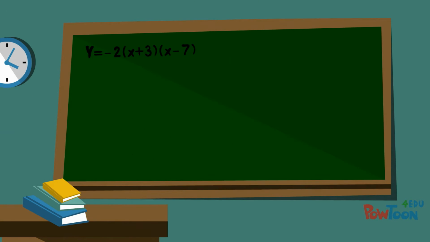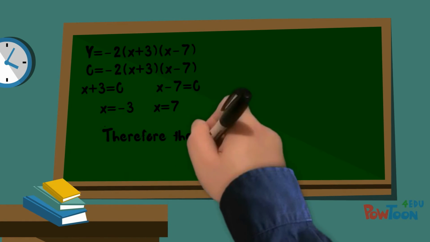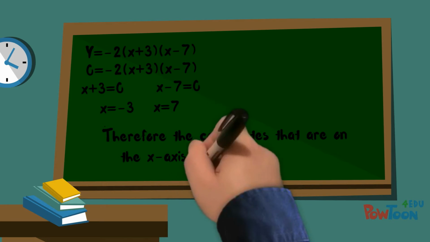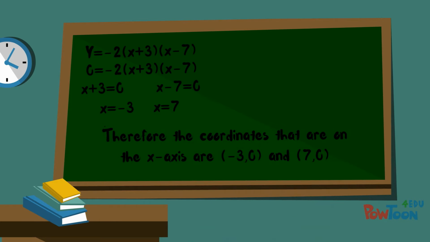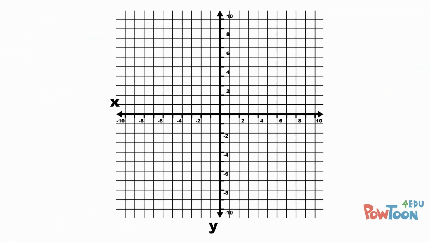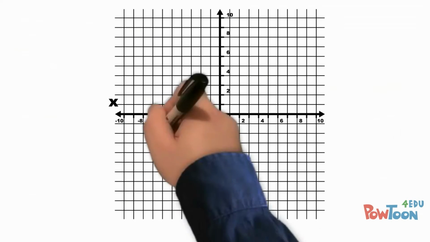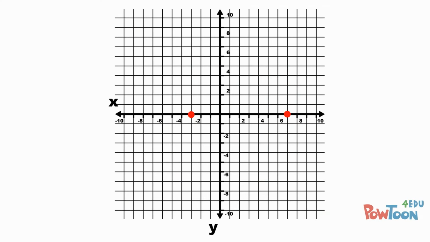So what we'll do is take our original function and take out the two brackets and make them equal 0 and solve for x, thus concluding with x equals negative 3 and x equals 7. Therefore, the coordinates that are on the x-axis are negative 3, 0 and 7, 0. With these two zeros, we are now able to see where the function will be intercepting the x-axis.